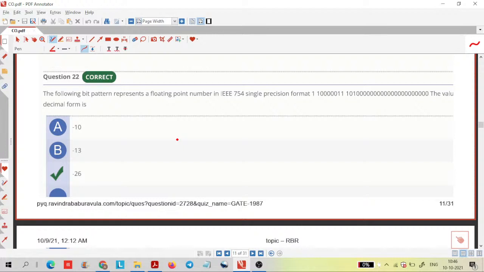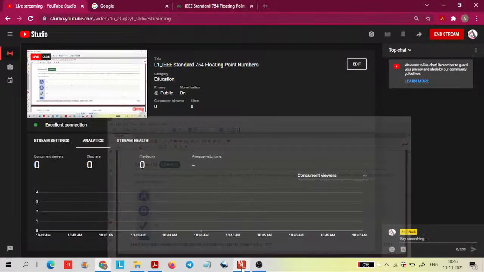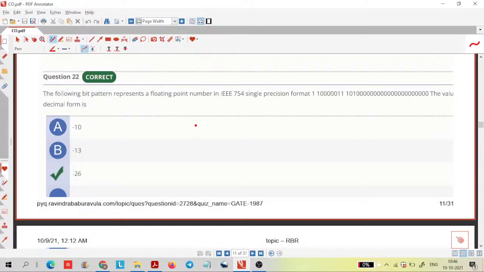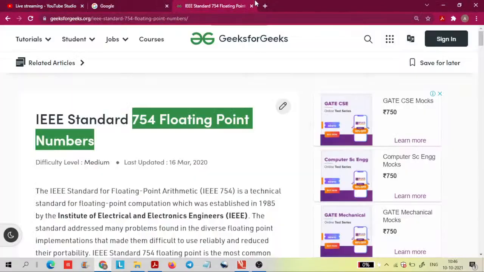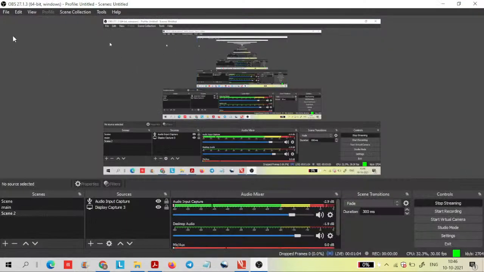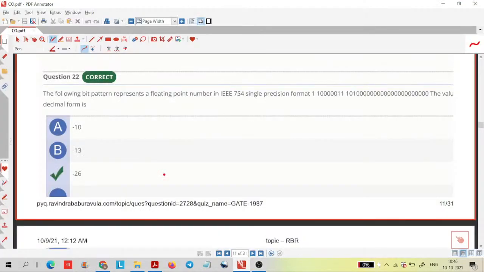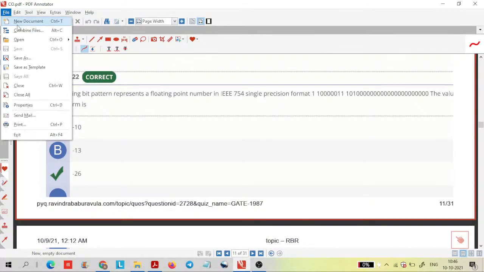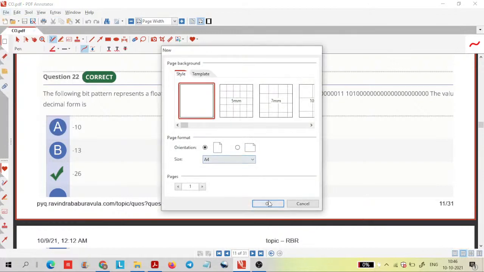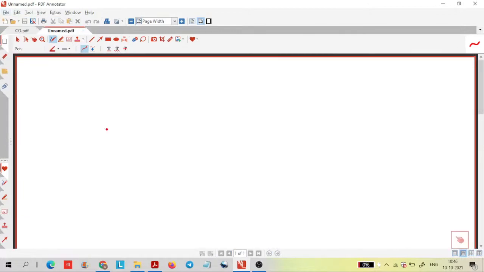So in this video, I'm going to discuss some of the important GATE topics. This topic is for the COA subject: IEEE 754 floating point data representation. This is a very important topic from the point of view of the GATE examination.